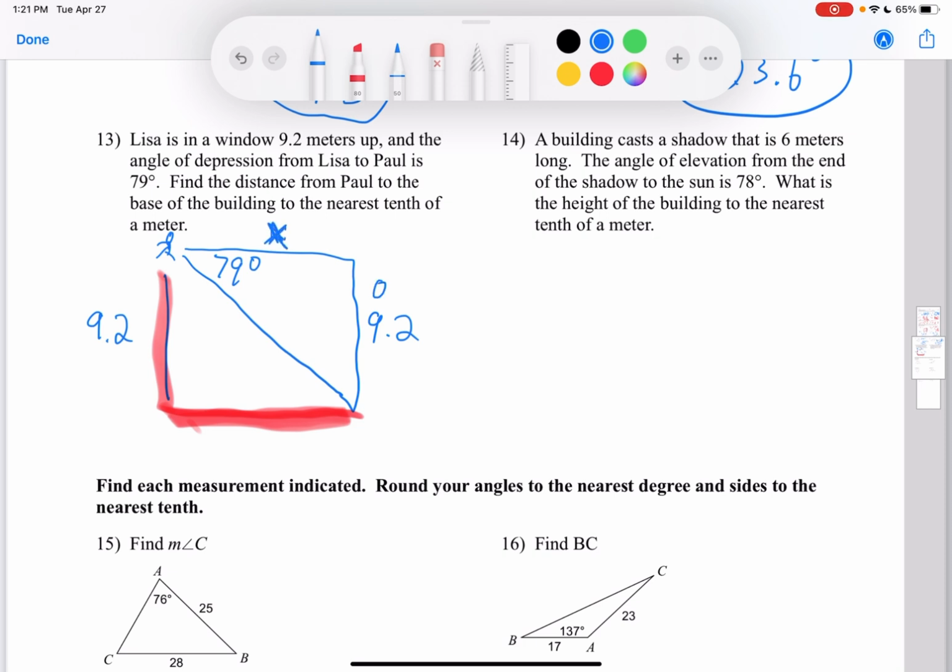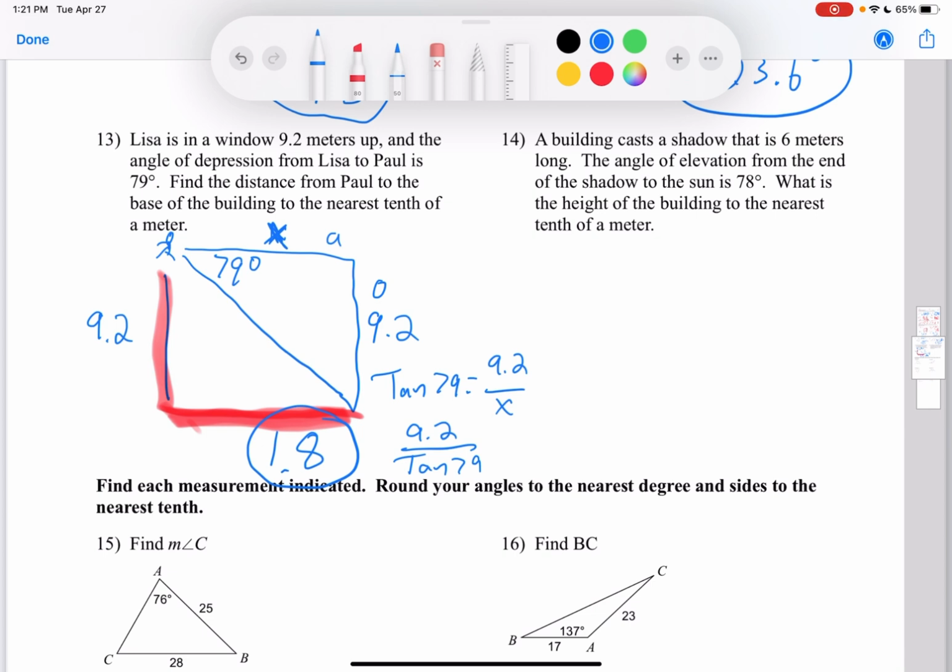So we've got opposite over adjacent, so tangent. So we're going to go tangent of 79 equals 9.2 over x. And because the 9.2 is on the top, we're going to take that and divide it by the tangent of 79. So that's 9.2 divided by the tangent of 79. And you get an answer of 1.8 meters. He's looking pretty much straight down.